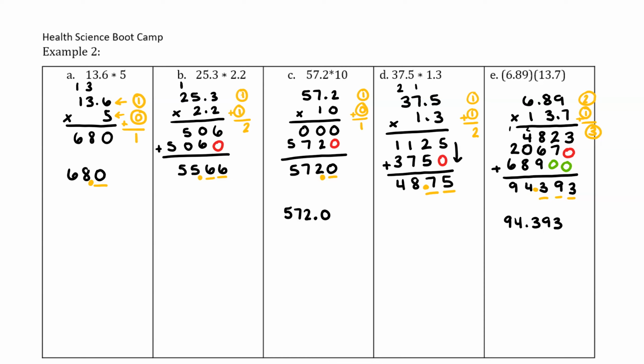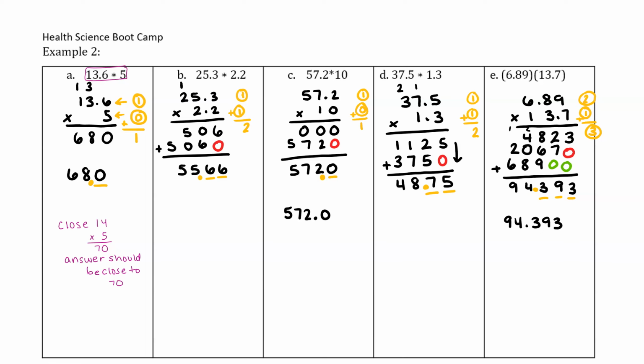For example, in example A, here, 13.6 times 5. 13.6 is close to 14. So if you can do 14 times 5, which makes 70, that means your answer should be close to 70. So when you have the 680, the most logical place to put the decimal is in between the 8 and the 0.